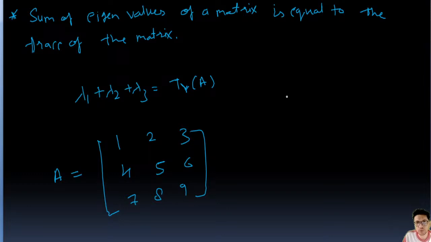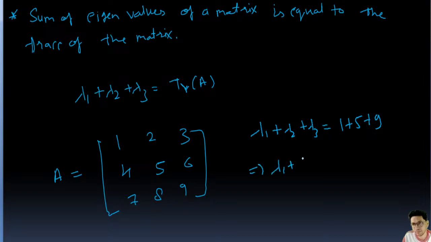In that case, lambda 1 plus lambda 2 plus lambda 3 is going to be the trace of the matrix. Trace means the sum of the principal diagonal elements. So that is 1 plus 5 plus 9, which means lambda 1 plus lambda 2 plus lambda 3 is equal to 15. So this is the property, a very important property.